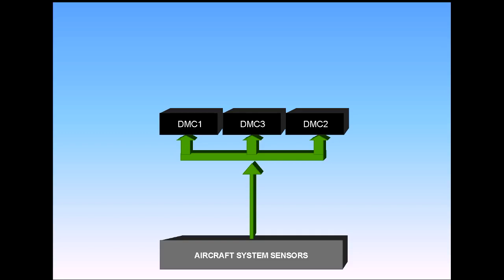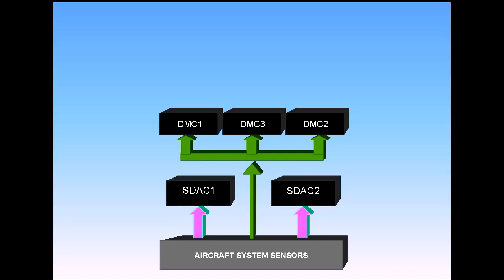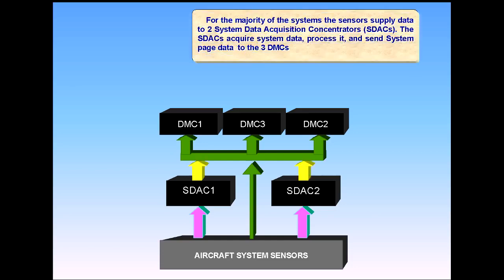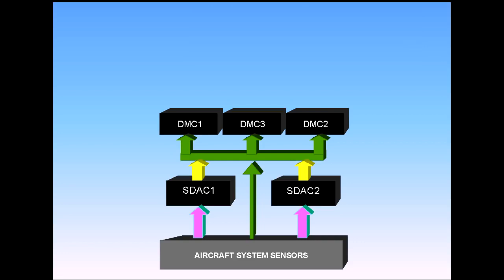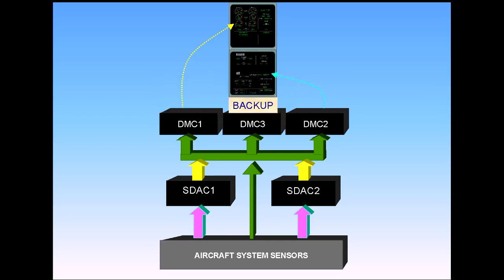For a majority of the systems, the sensors supply data to two Systems Data Acquisition Concentrators, SDACs. The SDACs acquire system data, process it, and send system page data to the three DMCs. Normally, DMC1 supplies the engine warning display. DMC2 supplies the SD, the system display.